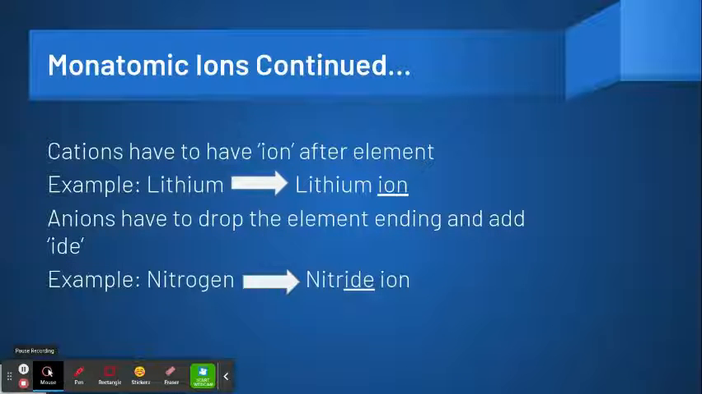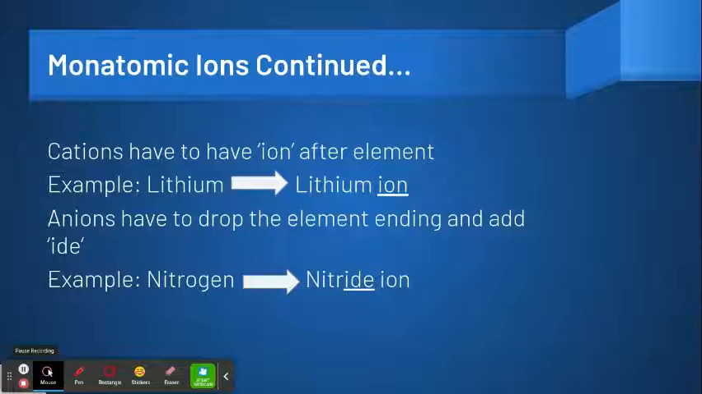If it's a cation, you have to add "ion" at the end of the name, because if you don't, it will just look like an element on the periodic table. For example, lithium will become lithium ion. For anions, you have to drop the ending of the element and add "ide" to the end of it. So nitrogen, for example, will turn into nitride ion.